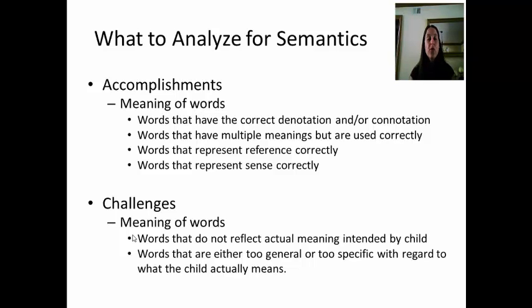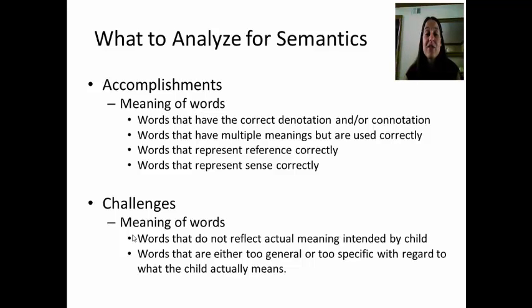So you could look for nouns that don't necessarily have a referent, right, but they have a sense, and we know that those are more difficult for English language learners. So you can talk about the fact that the child used it correctly. In terms of challenges, what you're looking for are words that do not reflect the actual meaning that was intended by the child. So let's say that the child used a word and you sort of understand the idea that they're trying to communicate, but you notice that that word choice was not as appropriate as it could have been.